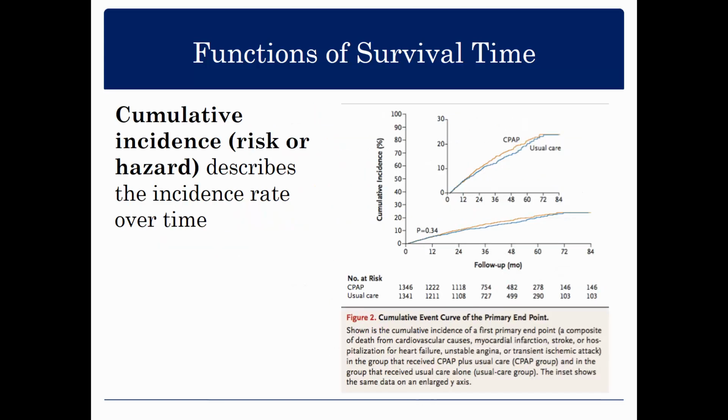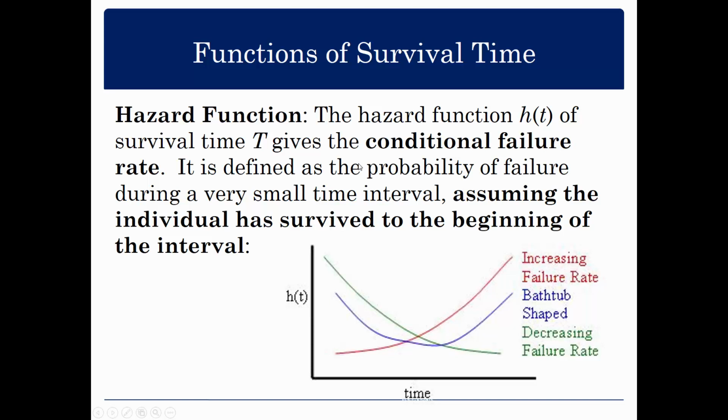The hazard function, and I talked a little bit here about incidence or hazard. The hazard, this is directly related to that. It's a function of the survival time. So it's related to the Kaplan-Meier curve. It's related to that cumulative incidence. But the hazard function is describing what's called the conditional failure rate.